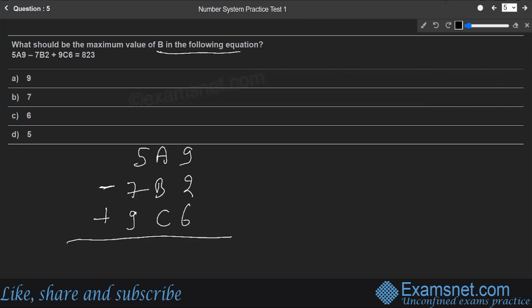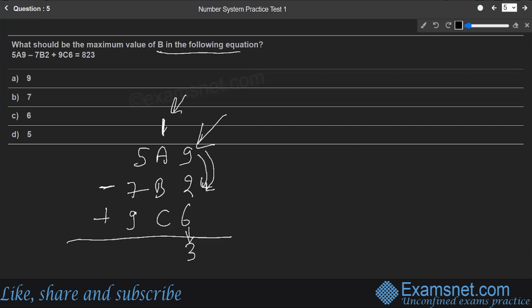If you try to solve this, we begin with the unit place of all the numbers. 9 minus 2 is 7, 7 plus 6 is 13. So 3 will come down here, and there will be a carry generated. That carry is going to be 1. Let us write that carry here, 1.